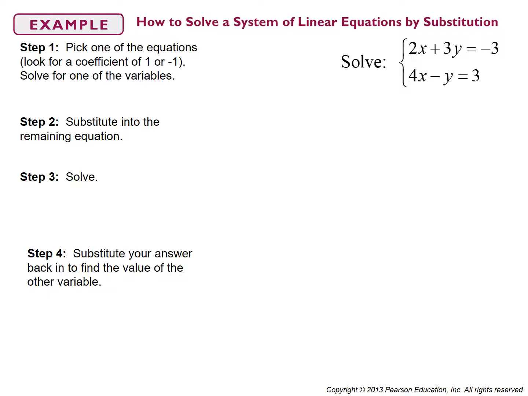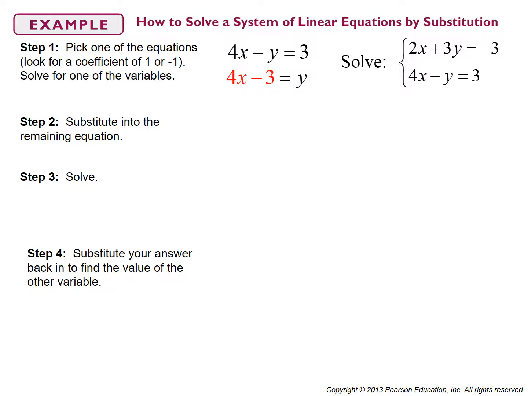But if I look at this little tip to look for something that has a coefficient of 1 or -1 in front of a variable, I see that my only choice for that is this second equation and the variable y, because it has a -1 coefficient in front of it. So that's the equation that I'm going to pick, 4x minus y equals 3. And now I want to solve that equation for that variable. That means I want y all by itself. So I'll add y to both sides and also subtract 3 from both sides to get y equals 4x minus 3.